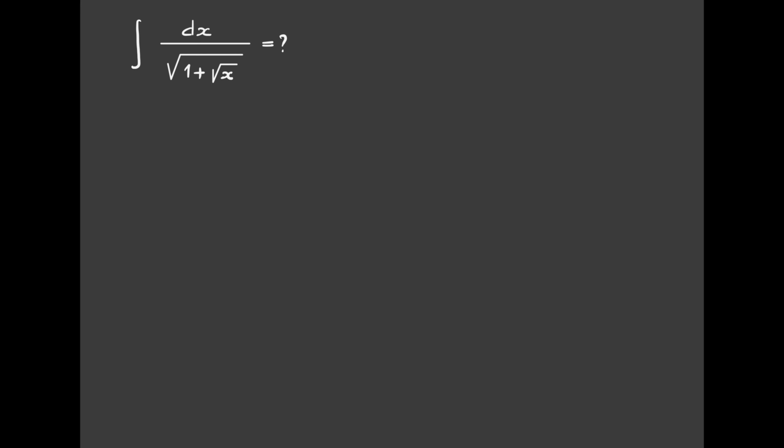Okay, so I will introduce u to be the square root of 1 plus square root of x. Maybe that's not very clear why, but you will immediately see why this will work. Then I square both sides. I will get u squared equals 1 plus square root of x. Then I differentiate both sides, and I will get 2u du equals 1 over 2 square root of x dx.